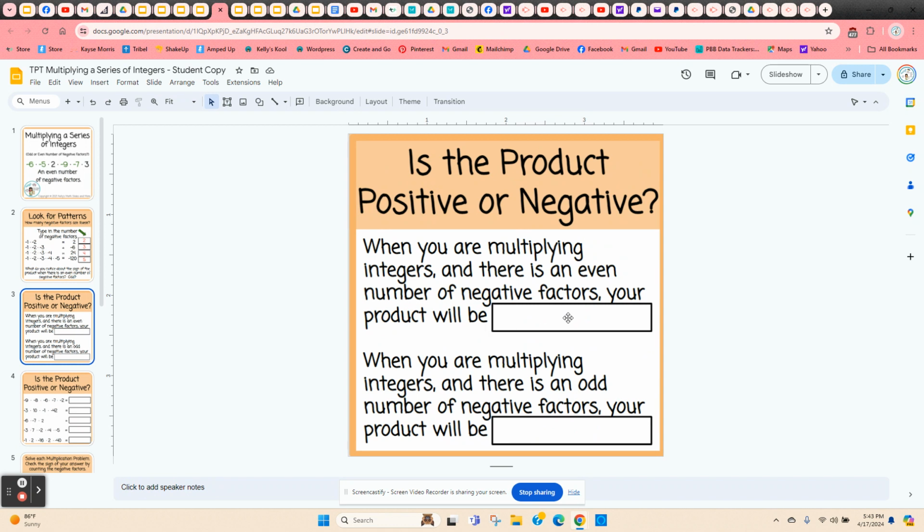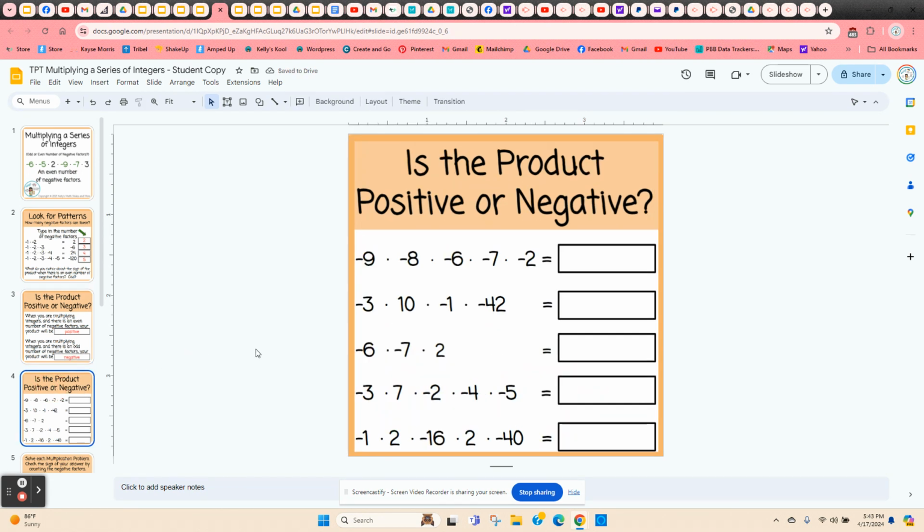So they're going to type in, when there is an even number of negative factors, the product is going to be positive. And they just type in positive. When there's an odd number of negative factors, the product is going to be negative. And that'll help them with the next few slides.